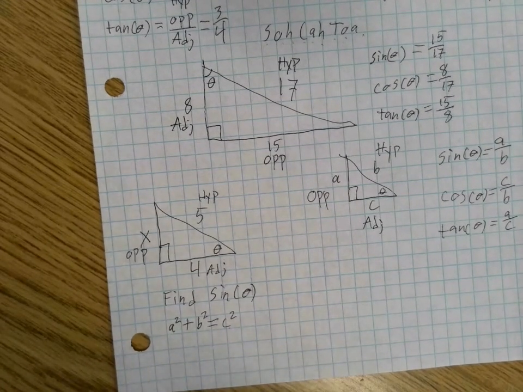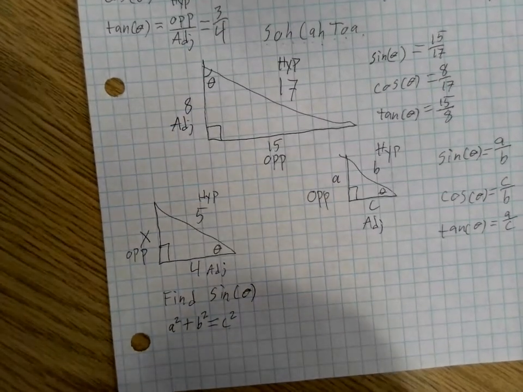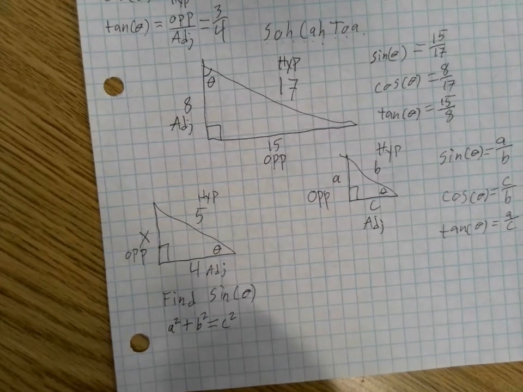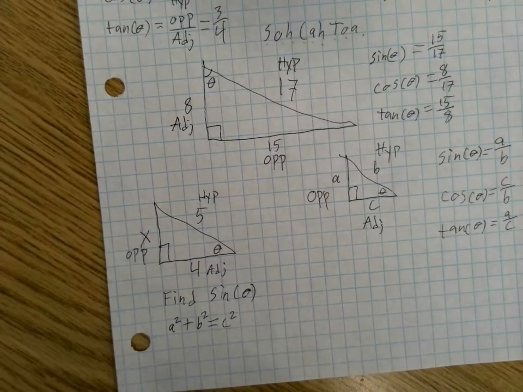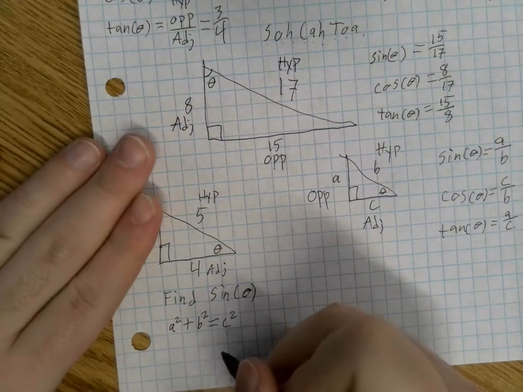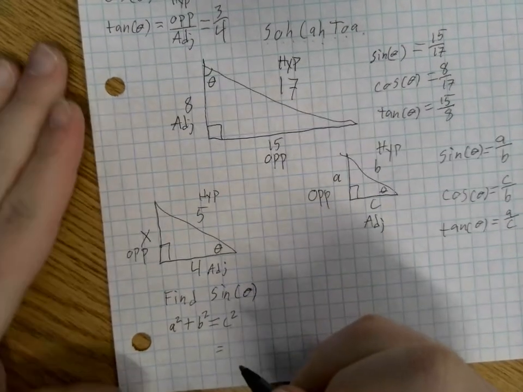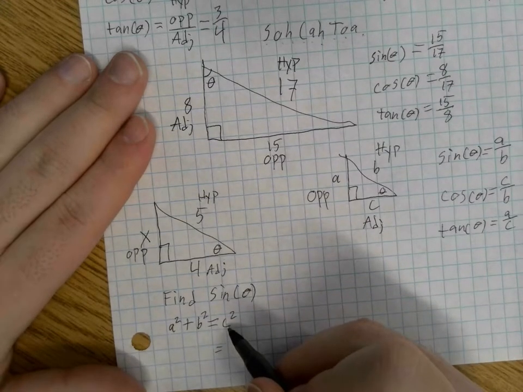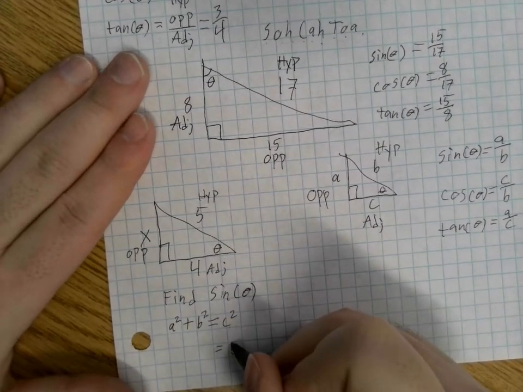So, for this problem, we actually have to utilize the Pythagorean theorem first before we can actually write the ratio for this function. So, here's how we do it. As I said a moment ago, 5 is the hypotenuse and c is the hypotenuse. So I'm going to fill in 5 for c.